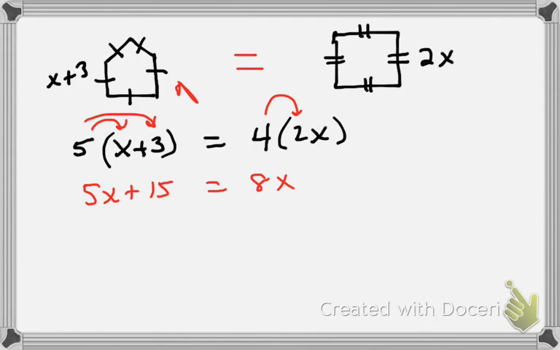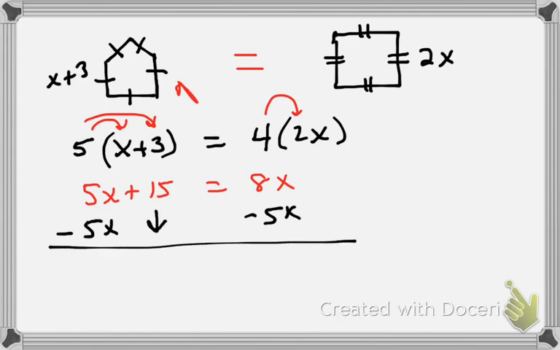Now I want to move my x's over and my numbers over. Would it be smart to move my number over here, or would it be smart to move the x over here? Well, if it was me, I would probably move my x's over. So I'm going to say minus 5x, minus 5x. Bring down my 15. 8x, remember that's a positive, minus 5x is 3x. Then my variable has a 3 on it. It's being multiplied by 3, so the opposite of multiply by 3 is divide by 3. So it looks like my x is going to equal 5.